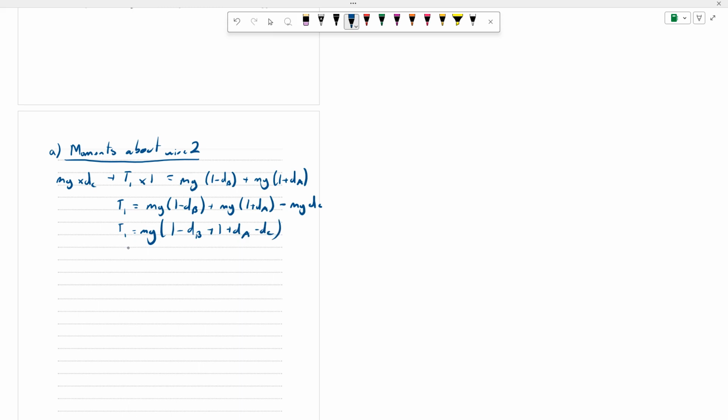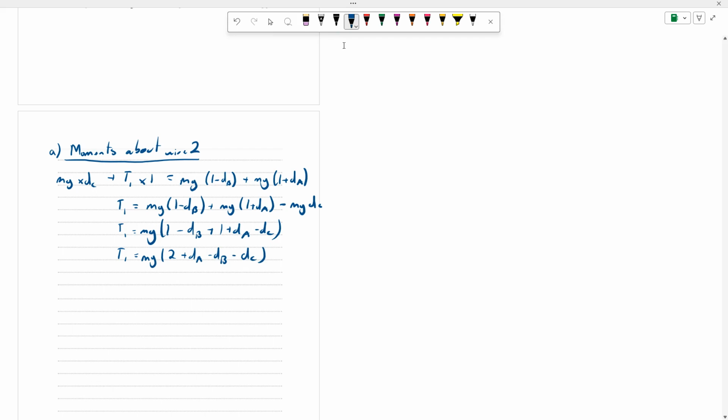Okay, and we can see that these two things here are going to cancel each other out. So I've got T1 is, those two are going to make 2. They're not going to cancel each other out. I'm going to get mg, 1 plus 1 is 2, plus dA, minus dB, minus dc, which is what they want me to get.